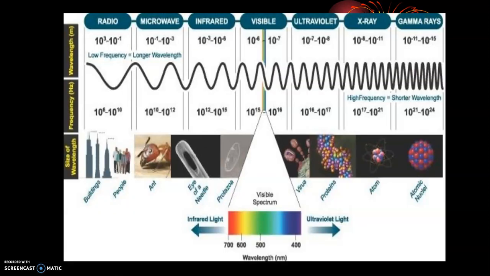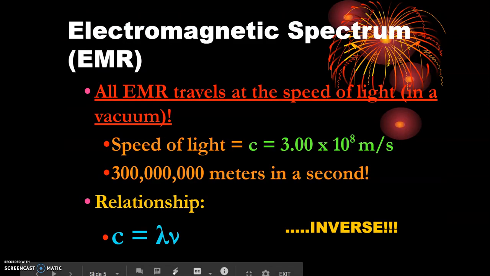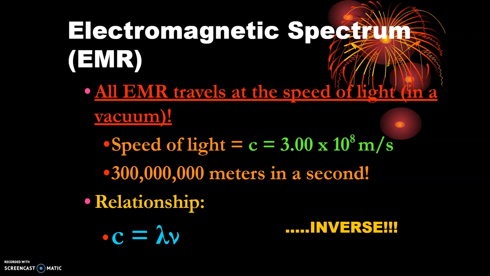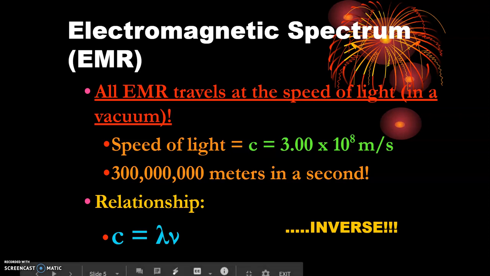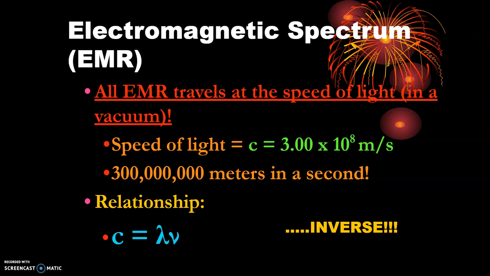Okay, the longer the wavelength, the lower the frequency, and the shorter the wavelength, the higher the frequency for our waves. When it comes to this electromagnetic spectrum, we see that all light travels the same speed in a vacuum, which is 3.0 times 10 to the eighth meters per second. So there is this inverse relationship between our wavelength and our frequency because when they're multiplied together, we get our constant, 3.0 times 10 to the eighth.